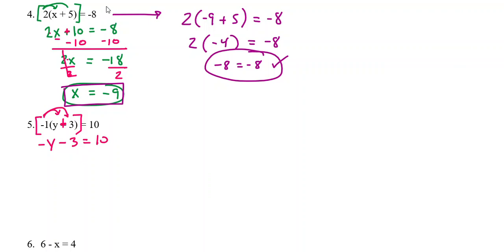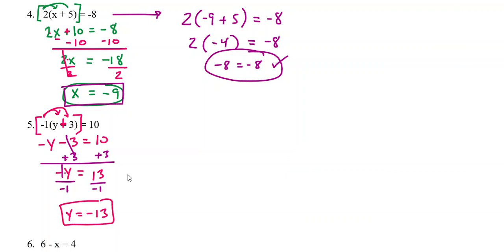And now what's being done to y? We're subtracting 3, so we'll do the opposite to both sides, add 3 to both sides, and we end up with negative y equals 13. Now what's being done to y? Well, it's got a negative sign in front of it. You can think of it as negative 1 times y, so I'm going to divide by negative 1, and I get y equals negative 13.